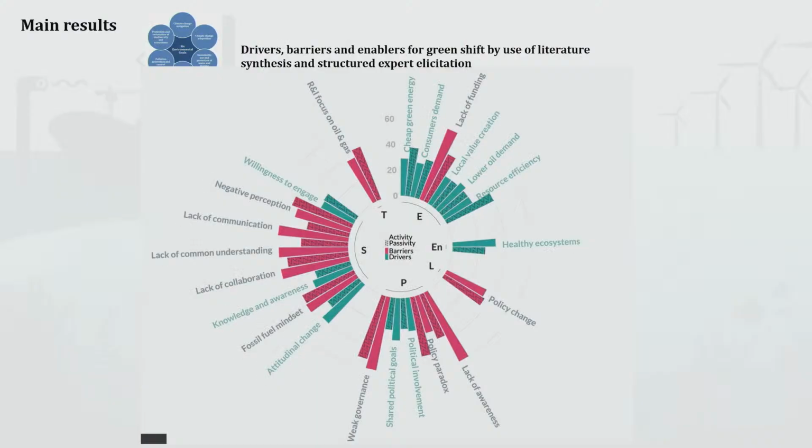Actually, this is published in Frontiers in 2023. And you can see, for example, lack of a common understanding between the stakeholders. This is a barrier. Lack of collaboration is also a barrier.